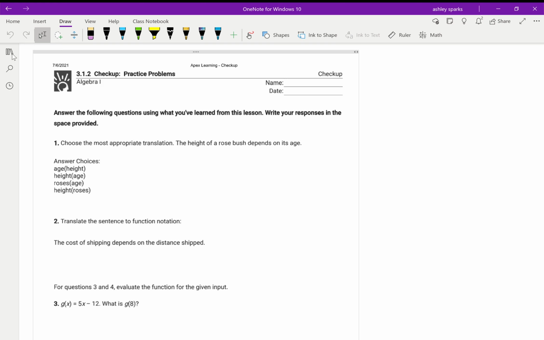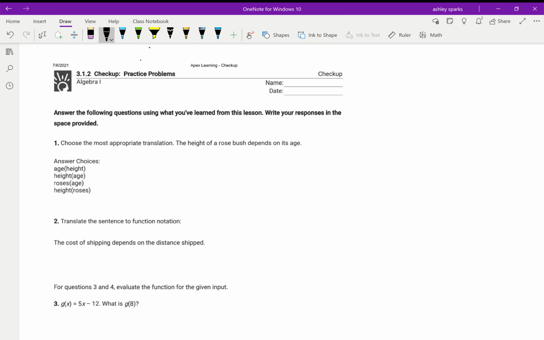Alright, let's get going with 3.1.2. Thankfully, I think this one will be a little bit shorter and hopefully pretty straightforward. So this lesson is all about basically what is a function, how to write a function, and some different parts of said function. Okay?